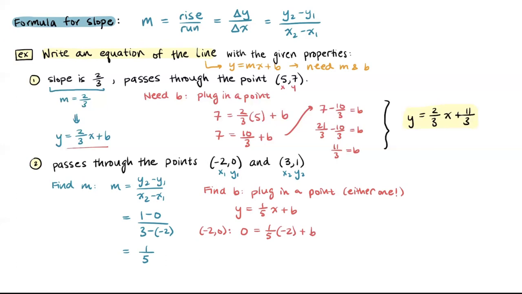1/5 times -2 is -2/5. And to solve for b, we're going to add 2/5 to the other side. And here we got our value for b already. b is equal to +2/5. Okay, so putting this all together, what we have here then is y equals 1/5 x and then plus b, which was 2/5.